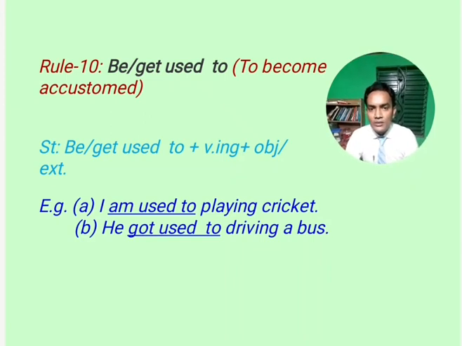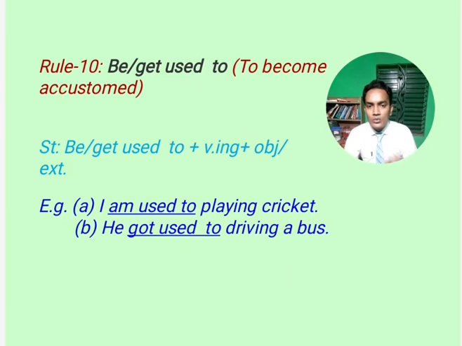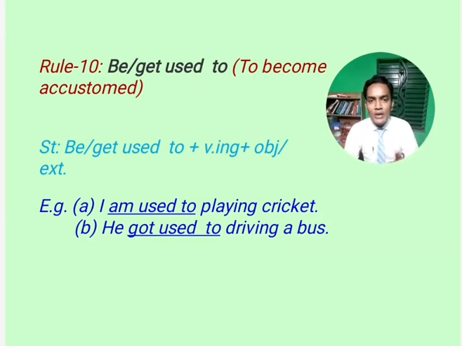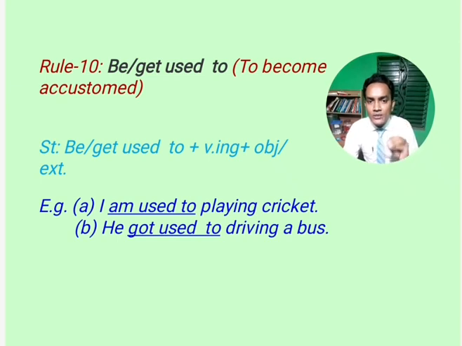Number 10, B, get used to. Be used to or get used to. Really, by this, you can understand being accustomed to doing something, right? Here, be used to or get used to plus verb ing. Of course, you must write down verb ing. Before starting this pattern, you should know the structure first.